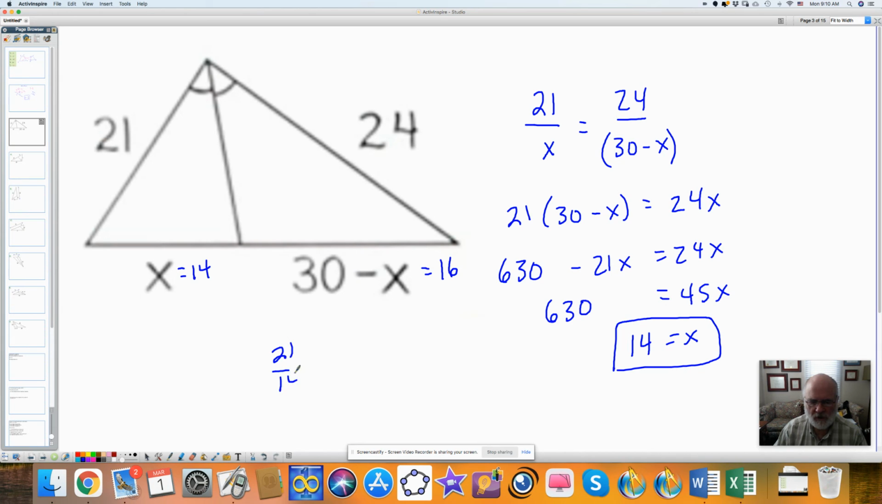Now, is this a true proportion? 21 is to 14. That's going to be a ratio of 3 is to 2. Is that 24 is to 16? Yes, this is 8 times 2 and 8 times 3. So it works.